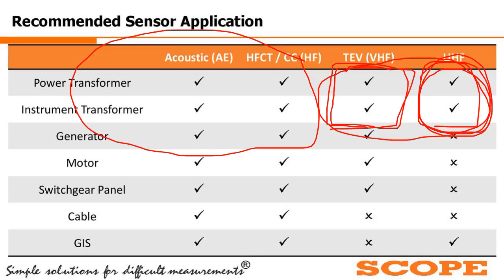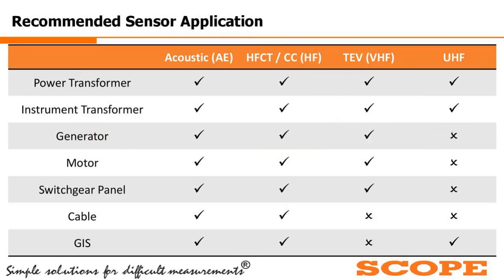Now coming to the different sensor applications, or where we can use which sensor. For the power transformer, practically we can use any type of sensor. When it is acoustic, it will be used on the body. TEV, once again, on the body of the transformer. HFCT will be used in the earthing path of the transformer. UHF sensors like the head sensors or the drain valve sensors will be used.